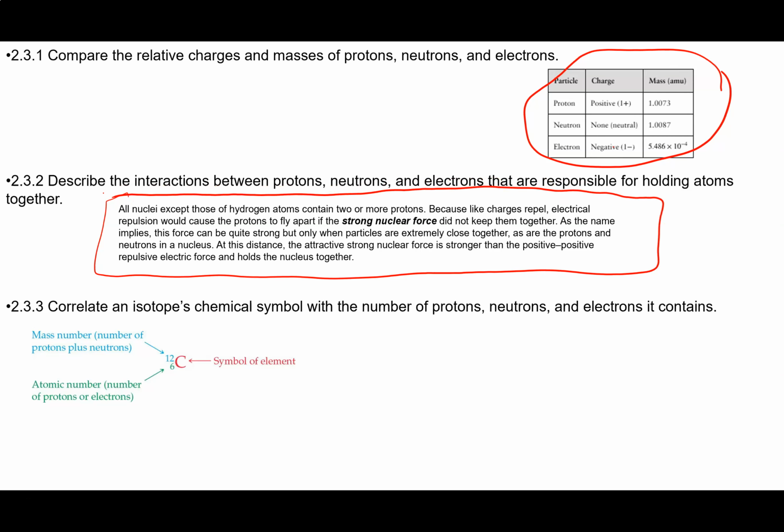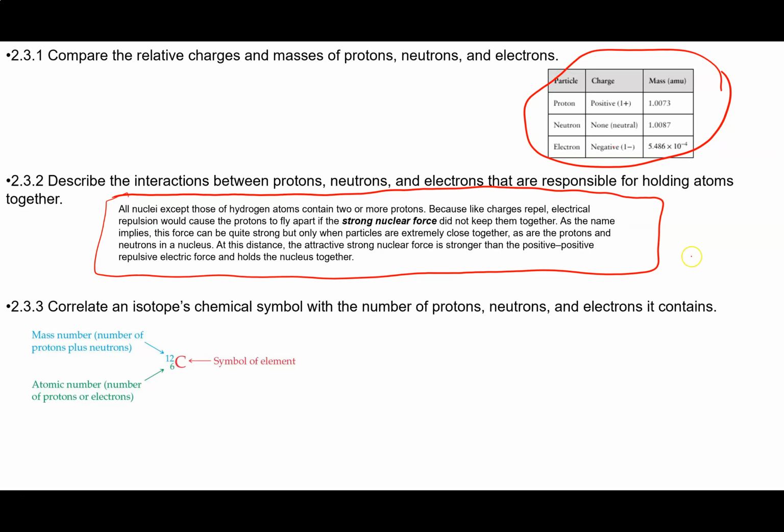The second thing I want to point out to you is this paragraph in your book. This is from your textbook on what actually holds atoms together. I want you to read this, and I want you to make sure you understand what it's saying about strong nuclear forces. These are the forces responsible for keeping protons and neutrons in the center and electrons on the outside of an atom. And I think it's important that you are able to describe this.